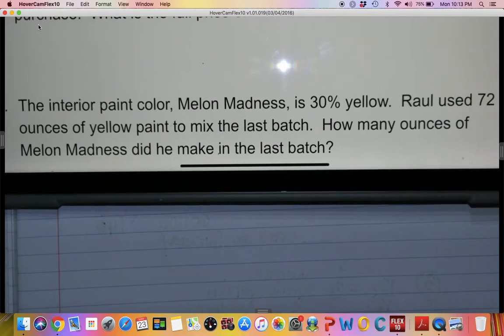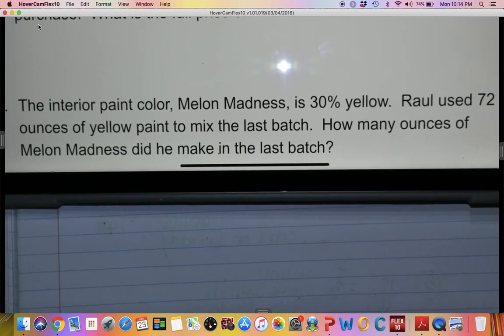All right, number 6, last problem. The interior paint color Melon Madness, which is kind of like the color of my green walls in my house, is 30% yellow. Raul uses 72 ounces of yellow paint to mix the last batch. How many ounces of Melon Madness did he make in the last batch? Okay, so look for quantities, look for parts and wholes. The interior paint color Melon Madness is 30% yellow. There's our percent. He used 72 ounces of yellow paint to mix the last batch. How many ounces of Melon Madness did he make in the last batch?